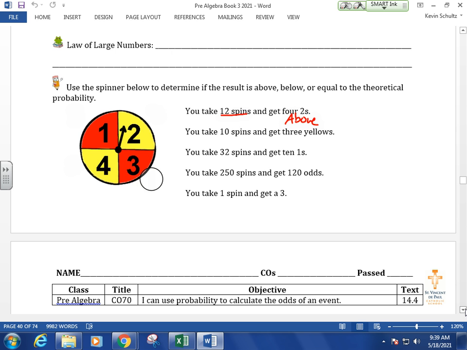Next one, we're looking at just the colors of red and yellow. You get 10 spins and get 3 yellows. In 10 spins, how many reds and how many yellows should you get?